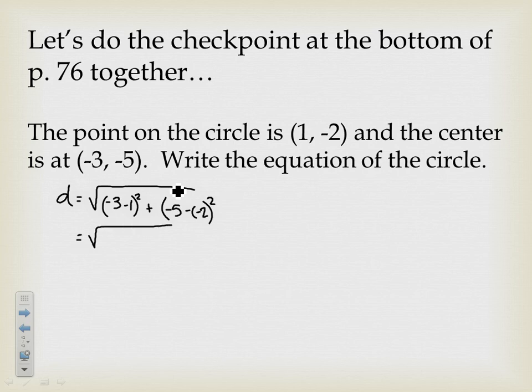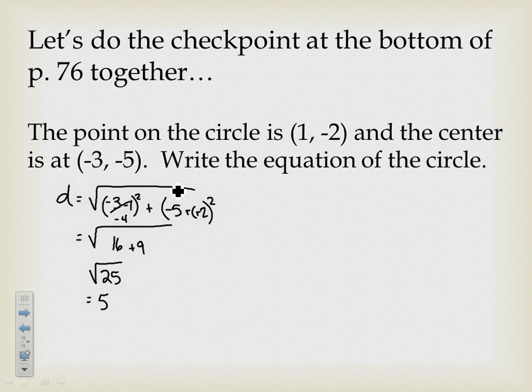So start solving. Negative 4, and if we square negative 4, we get a positive 16. Inside the other part, remember that minus a minus is going to turn to plus. We end up with negative 5 plus 2, which is negative 3. Square it, we get 9. So the distance, or our radius, is the square root of 25, or 5.